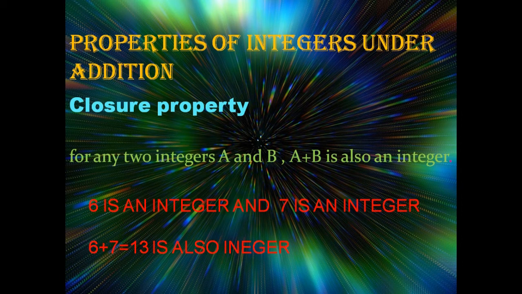Closure property: for any two integers a and b, a plus b is also an integer. For example, here I am taking one integer 6 and another integer 7. First, verify whether 6 is an integer and 7 is an integer; the two numbers must be integers. So here 6 and 7 are integers, and their sum, 6 plus 7, is equal to 13. 13 is also an integer. So the closure property is true under addition.